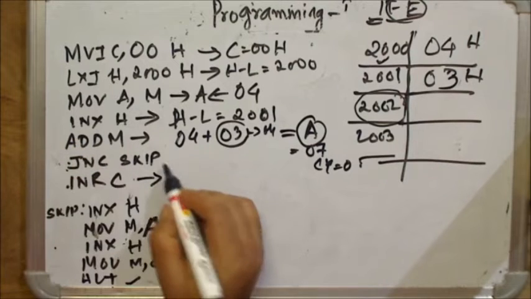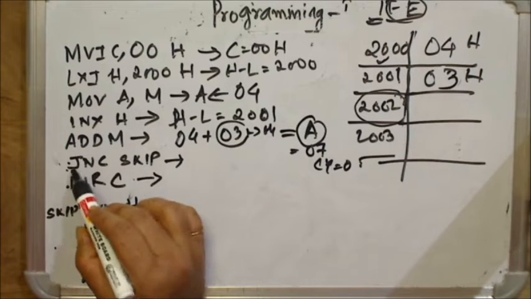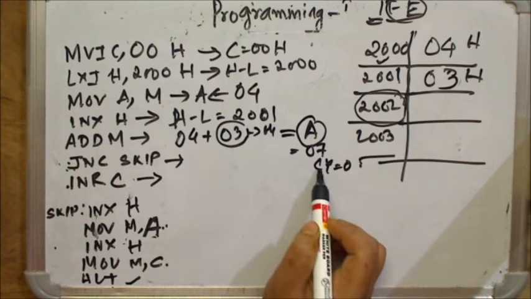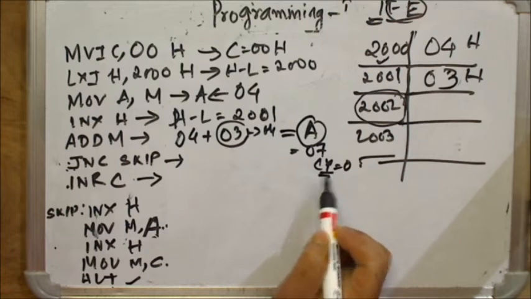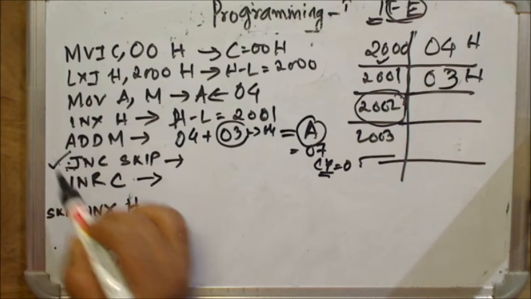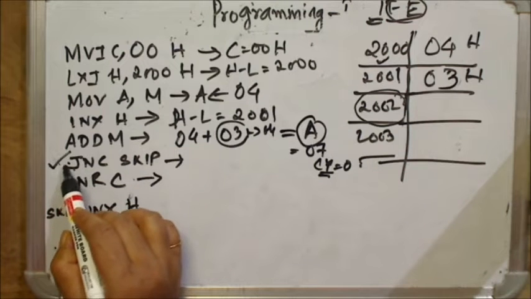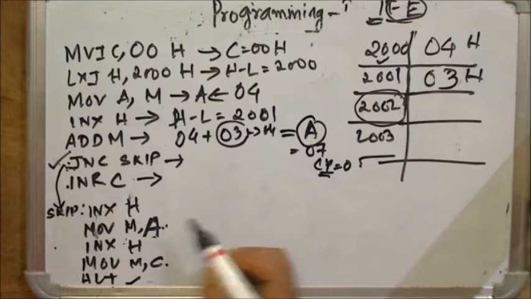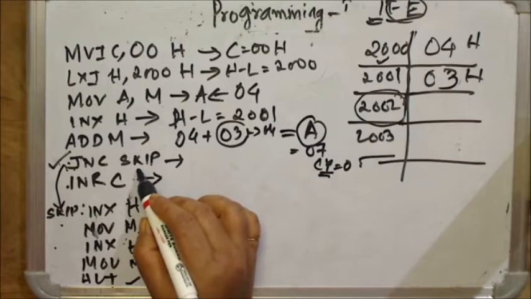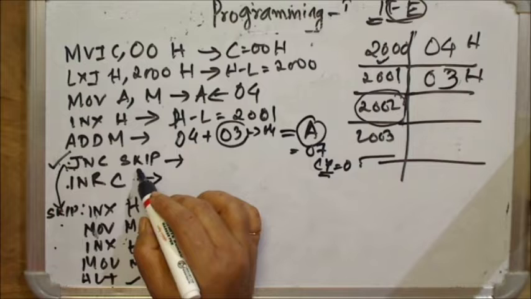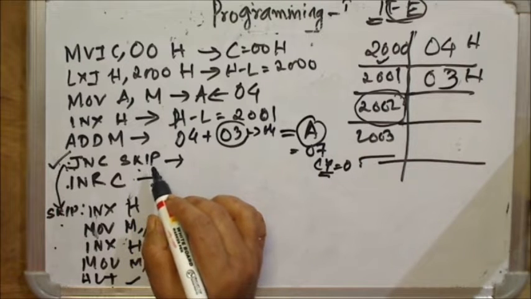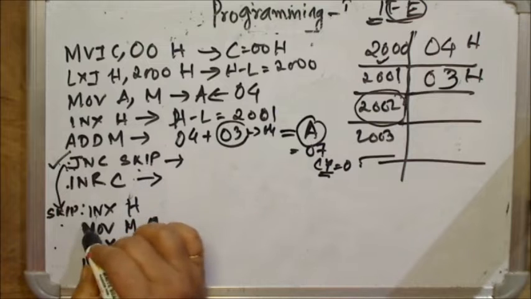So jump if no carry. So here this condition becomes true because carry is not generated. Carry flag is 0, so this condition becomes true. If this condition becomes true, it will directly jump to this instruction, skip. Okay, skip is a label. This is this particular memory address. When you compile this program, the assembler will take this as a memory address. So it will jump to skip.